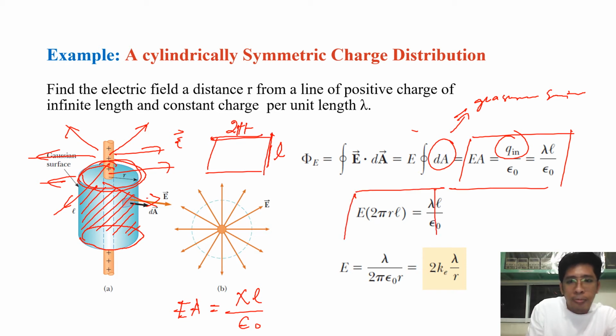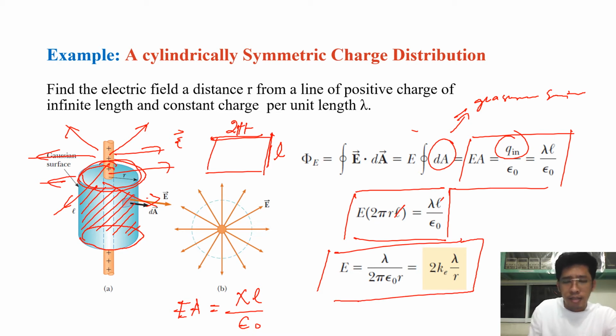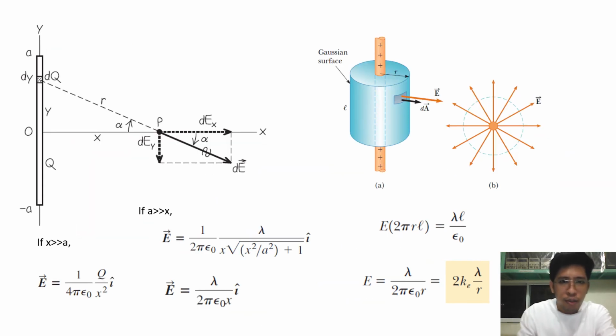So you have this equation: E times 2πrL is equal to λL over ε₀, and we can cancel out some terms, your L here. Then we can transfer some terms to the other side, and we have this equation for your electric field. This is easier compared to what we did earlier using Coulomb's law. Let's try to review.